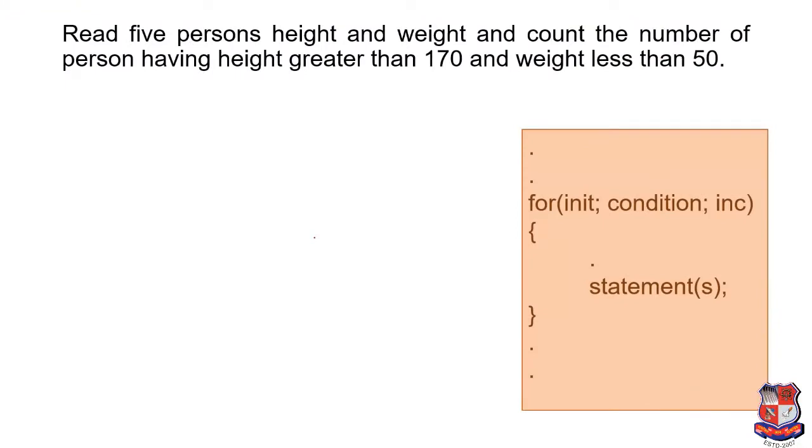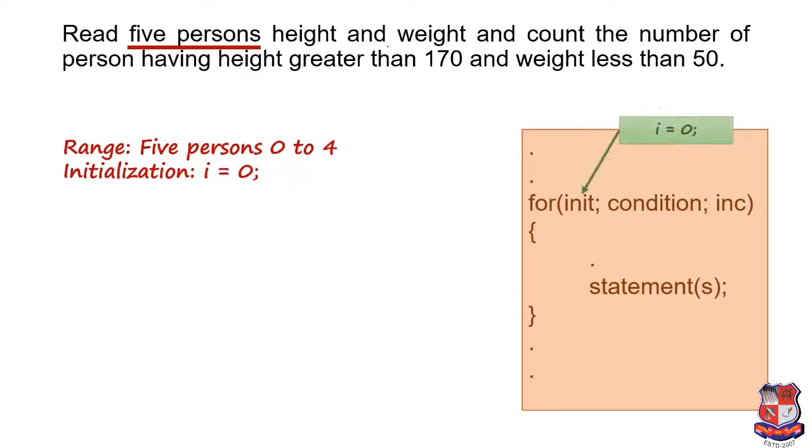Now we'll see one more example, and that is: read the height and weight of 5 persons and count the number of persons having height greater than 170 and weight less than 50. Now over here the first thing is 5 numbers, so we have to take a loop which repeatedly runs 5 times. So the range for us is 0 to 4. Our initialization value is i equals 0, and our condition will be i less than 5.